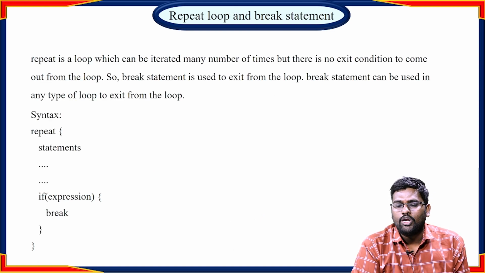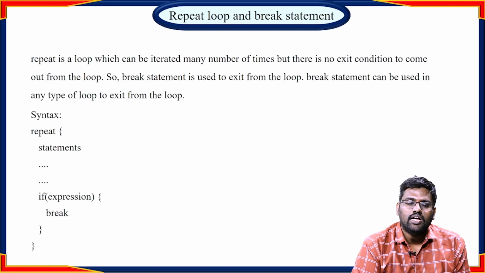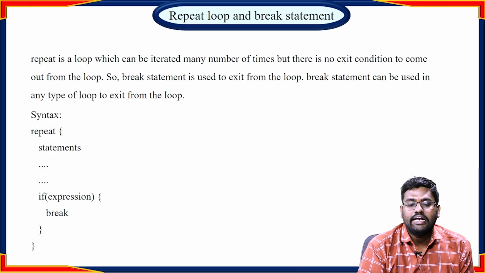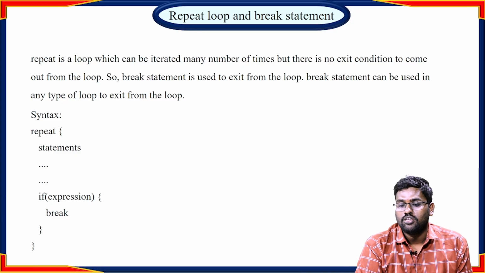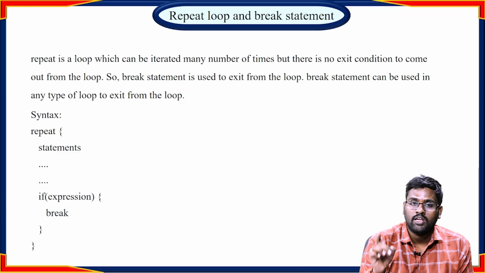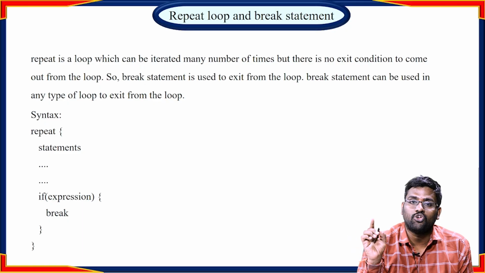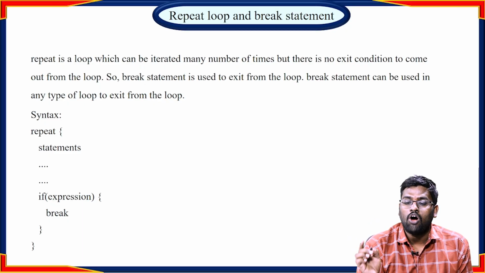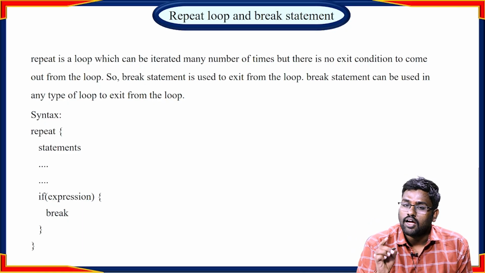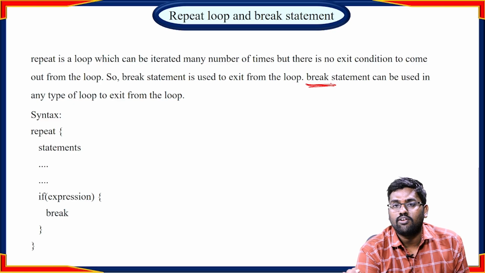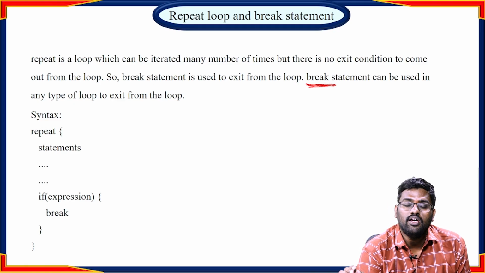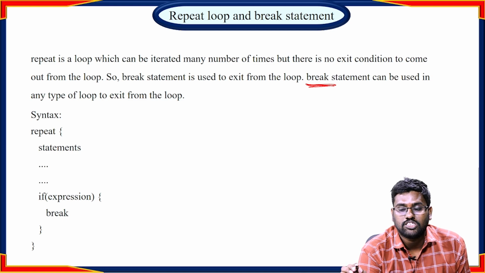Next, repeat loop and break statement. Actually, this repeat loop may be iterated n number of times, but there is no exit condition for it. If you write repeat, it will be executed n number of times and there is no limit. If we have to stop that, we must use the break statement within the repeat loop. The break statement is used to stop when the given condition is reached, and it stops the process at that condition.